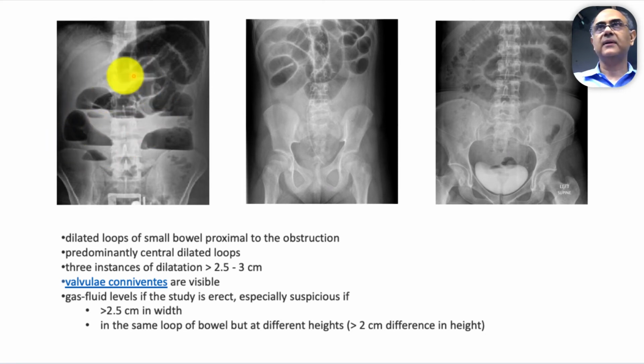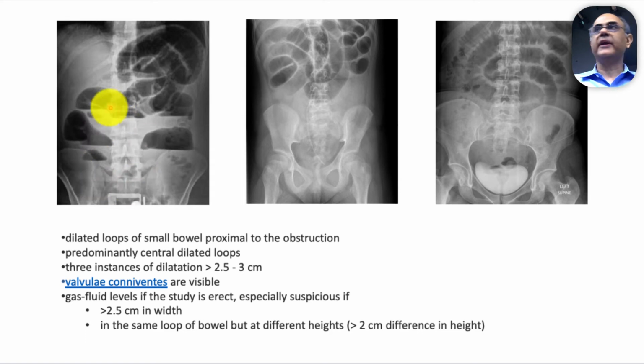So everything proximal to the obstructed point will dilate. The obstruction distal will not be visible on X-ray because the gas is absorbed. So it will not be visible. So in the first X-ray we can safely say there is an obstruction in the terminal ileum.